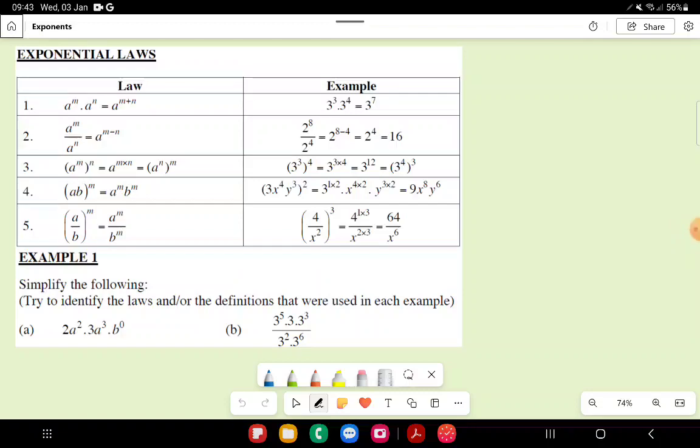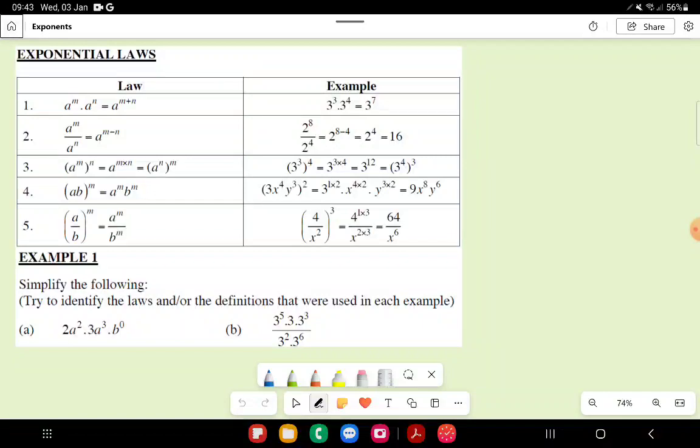In this video, we are going to look at the laws of exponents. This is a grade 11 video. We're going to do example 1. But because we're starting exponents and surds, we're going to do a little bit of recap of stuff that you did in grade 10 that you should be good at the moment.